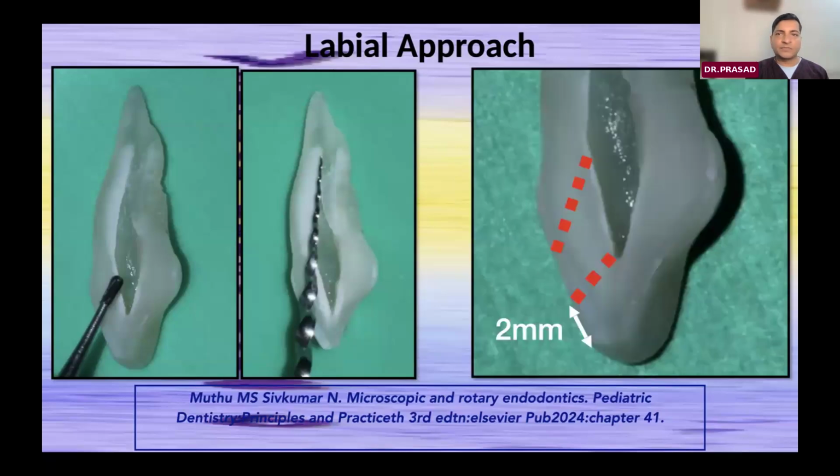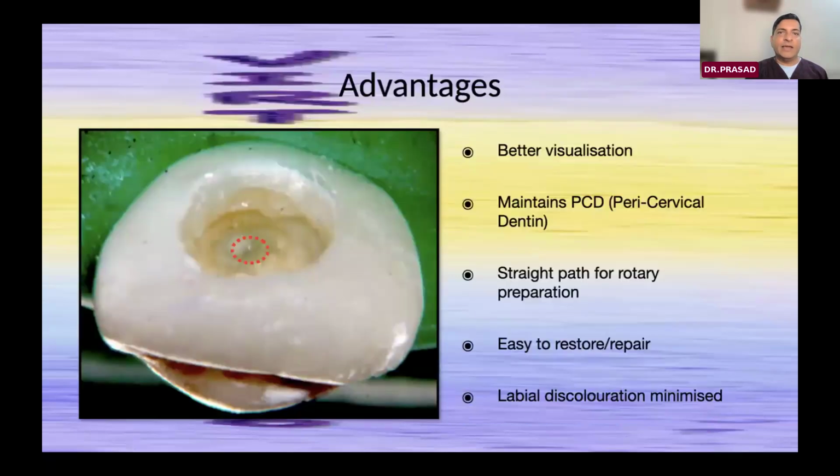And here you will get the straight line access with the rotary file to the apical area, and it becomes a much easier option. Now make sure if you're taking a labial access, 2 mm of the incisal edge is left intact. Okay. And the advantages are it is giving a better visualization. It maintains the pericervical dentine, which maintains the long-term standing of the tooth in the patient's mouth. You get a straight line path for rotary preparation. It is easy to restore and repair because it is labially located. Labial discoloration is minimized because you can keep on repairing it. At the same time, your restorative material will be covering the maximum area on the labial surface.